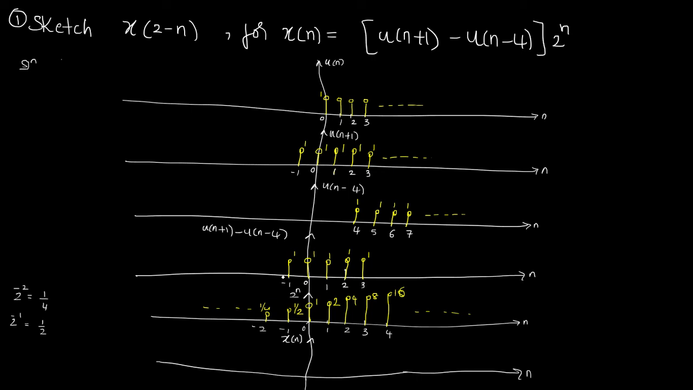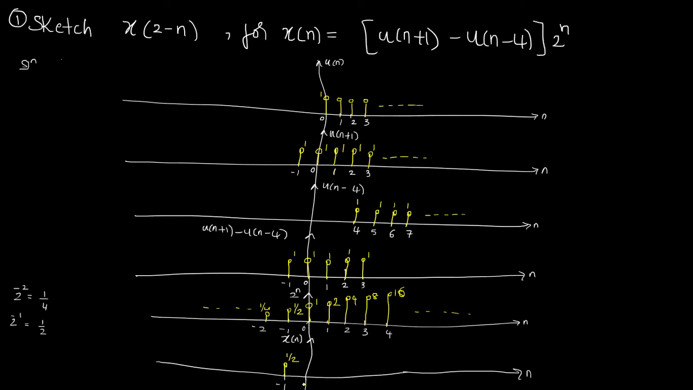Till minus 1, the signal amplitude is 0 here. So 0 into something will be 0. So no need to write anything till n is equal to minus 1. Now at n is equal to minus 1, the amplitude is 1. And here at n is equal to minus 1, the amplitude is 1 by 2. 1 into 1 by 2, you will get 1 by 2.